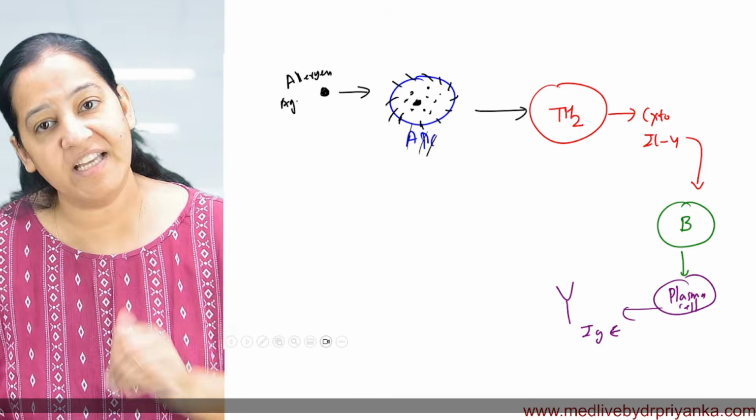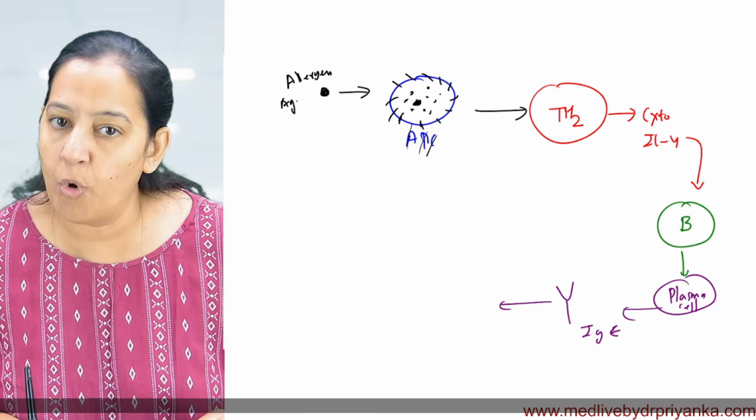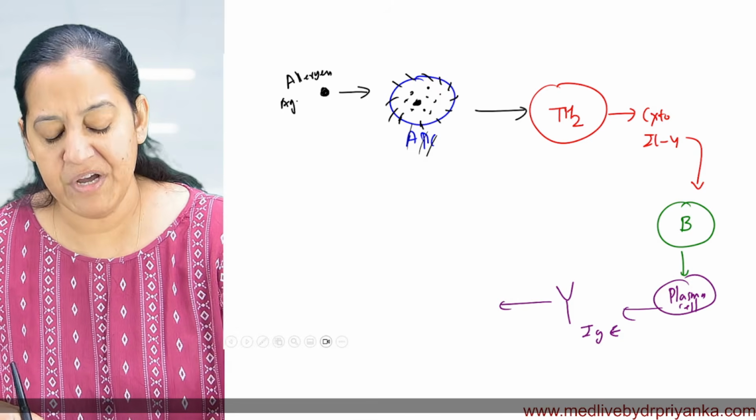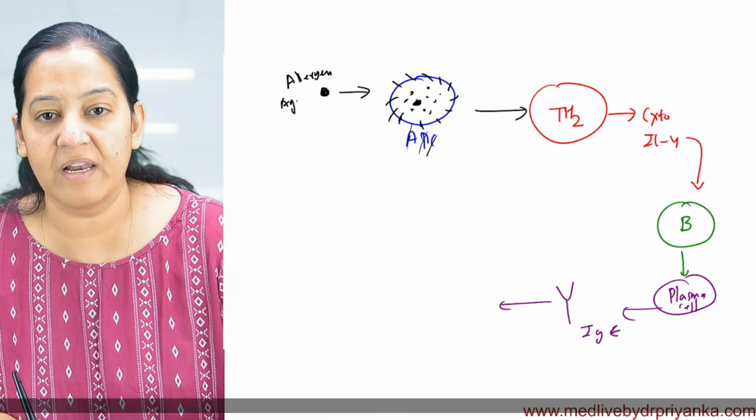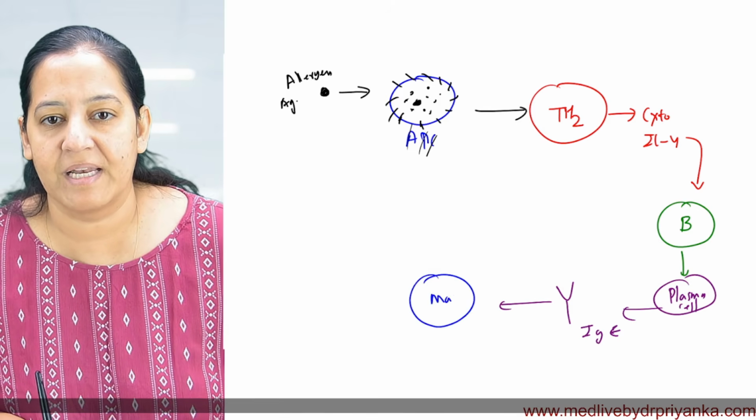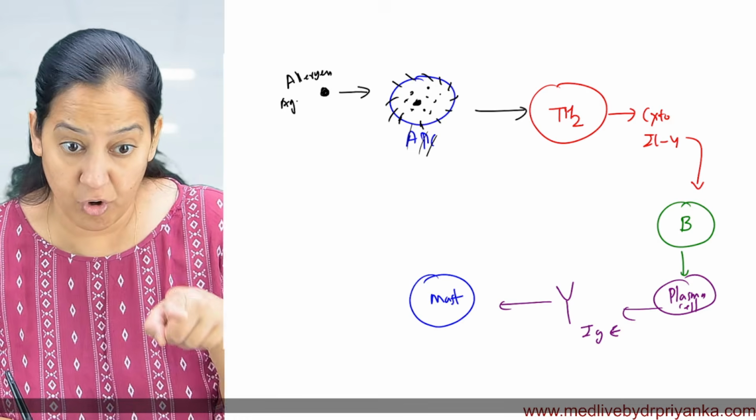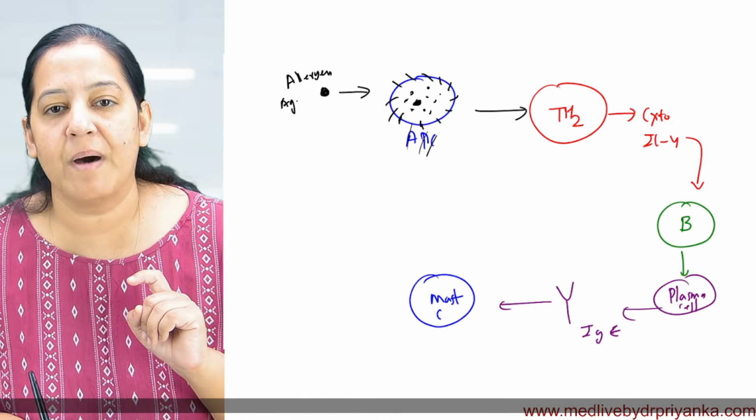IgE. Mind my words. IgE is formed. This IgE will go in the blood and it will bind on the surface of the last cell. The name of the last cell is mast cell. Mast cell, the fifth cell. You can see the five cells I have drawn. Learn the sequence for your MCQ. This is the mast cell present in the blood.